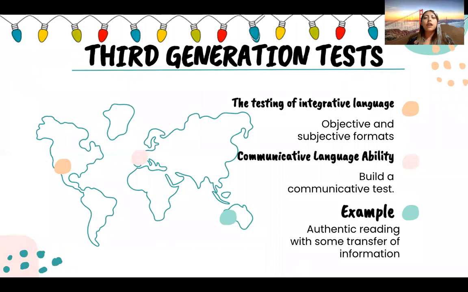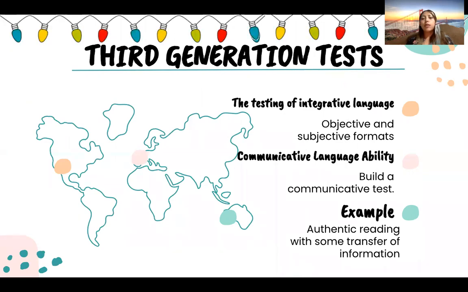And finally, the third generation test, the testing of integrative language. It is more focused on formats like objective and subjective. It identifies the communicative language ability. It links the first one and the second in order to conclude with this generation. Build a communicative test, and communication has the main role in this test.